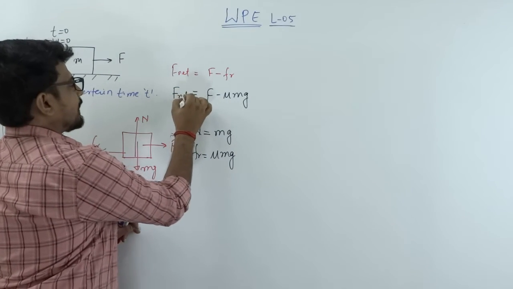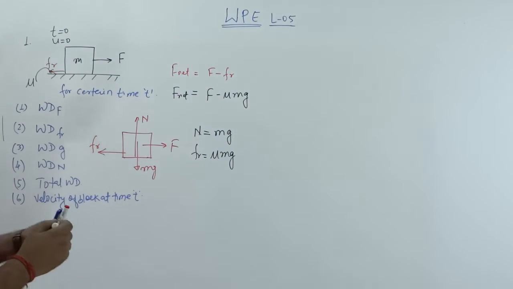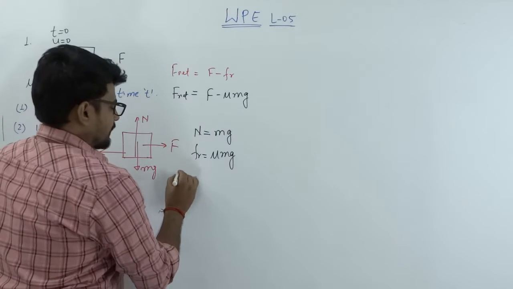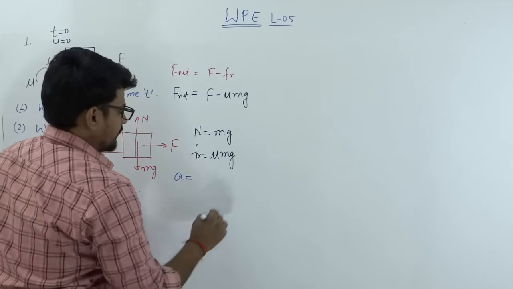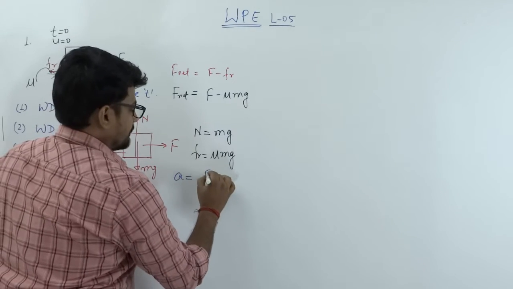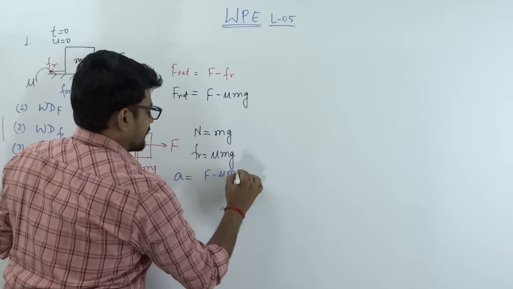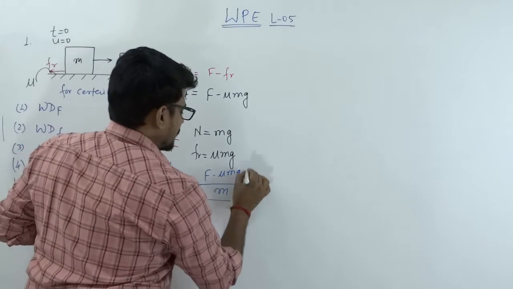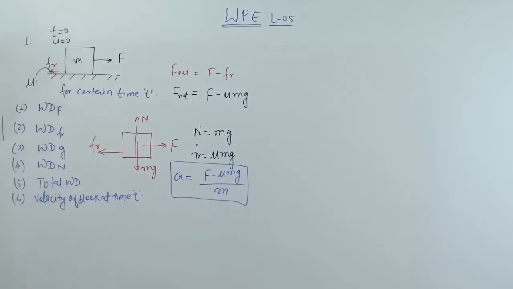Now we're going to find the acceleration of the object. How much acceleration the body has, that we can easily find now. So the acceleration of the block should be equal to F minus mu times mg upon m. That is going to be the acceleration in the block.